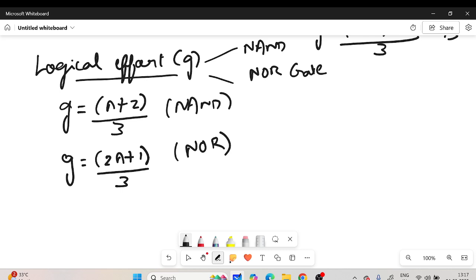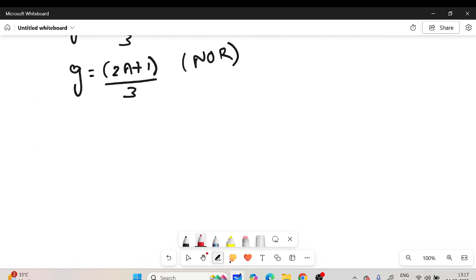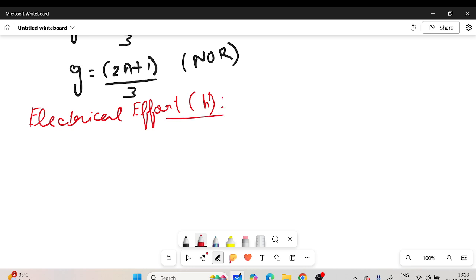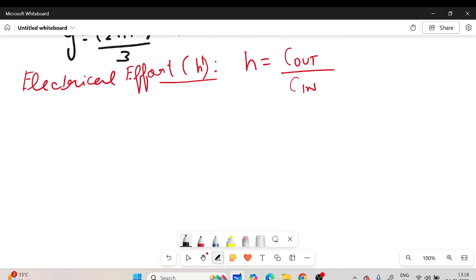Now let me move on with the next topic, which is electrical effort. The electrical effort of a particular gate is denoted as H, where the formula for electrical effort is the output capacitance of the gate divided by the input capacitance of the gate that is being processed. Let me take one scenario for computing this electrical effort: a two input NAND gate.